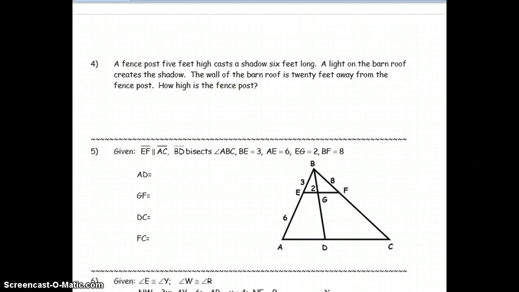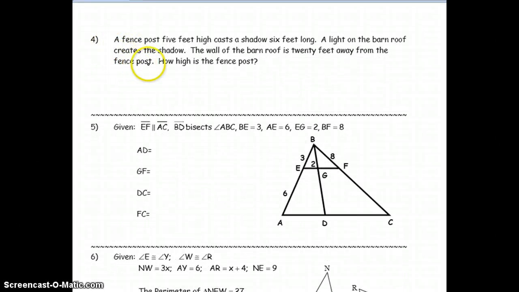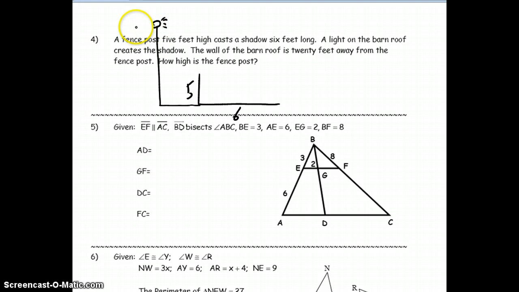The fence post is 5 feet high. That's supposed to be 5 feet high. Shadow 6. The light on a barn roof. So draw a barn. Create the shadow. So the barn is like over here somewhere. There's the light up here somewhere. A fence post 5 feet high casts a shadow 6 feet. The light on the barn roof creates the shadow.